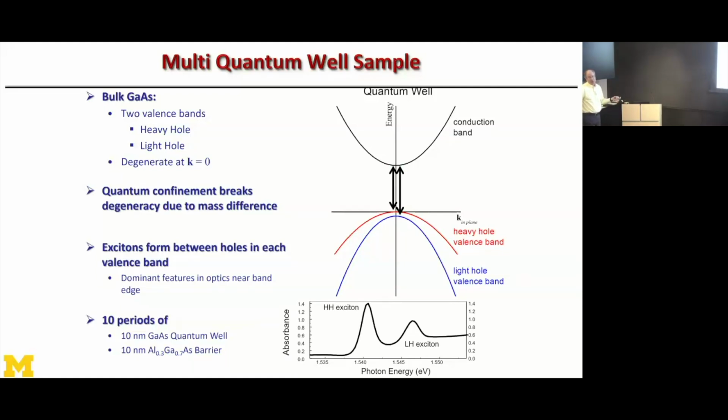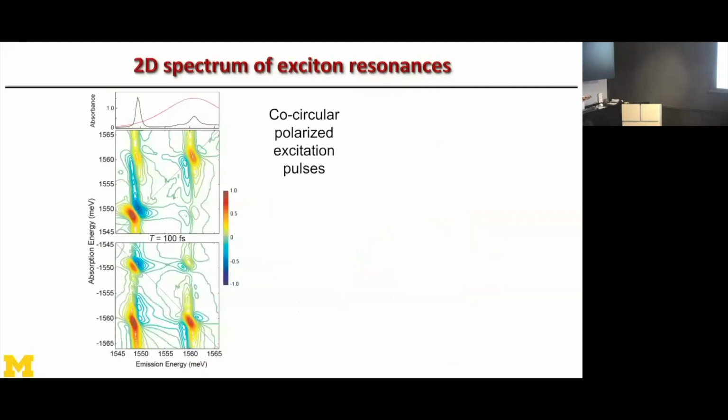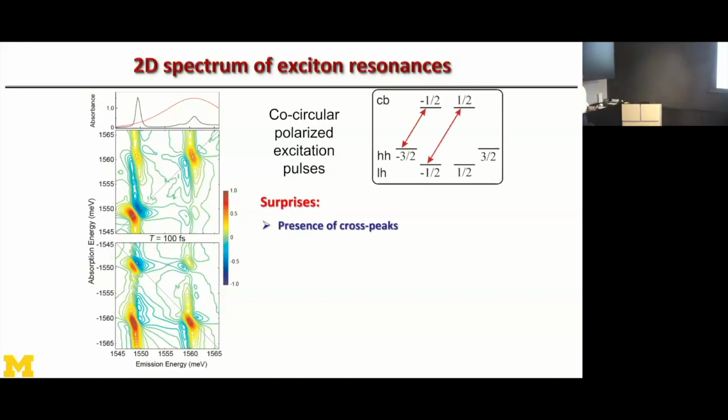The question is, do we think of these as coupled or uncoupled? Okay, so this is the 2D spectrum. Up here is the linear absorption, the measured linear absorption spectrum. This is the laser. This is the rephasing and non-rephasing. We look at this, and there's a bunch of surprises. First, I do need to say that this is with co-circular polarized excitation pulses. So the first surprise is simply the presence of cross peaks. Why is that a surprise?